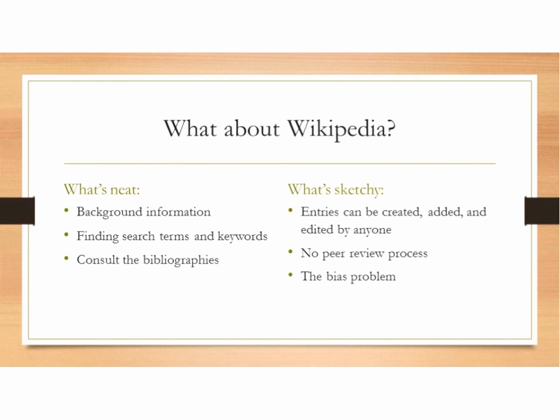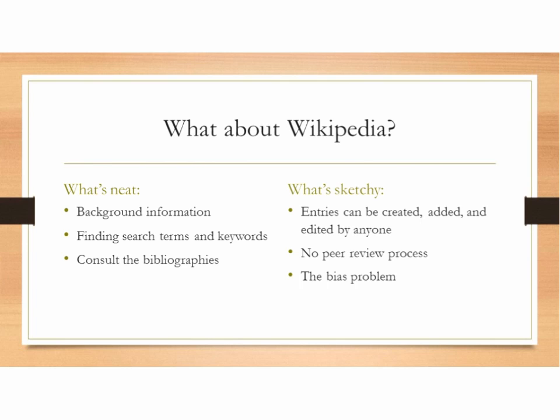Wikipedia also has bibliographies at the end of each article. And these many times are primary sources, really good sources for research. So consult the bibliographies at the end of Wikipedia. That can be a great place to start your research.